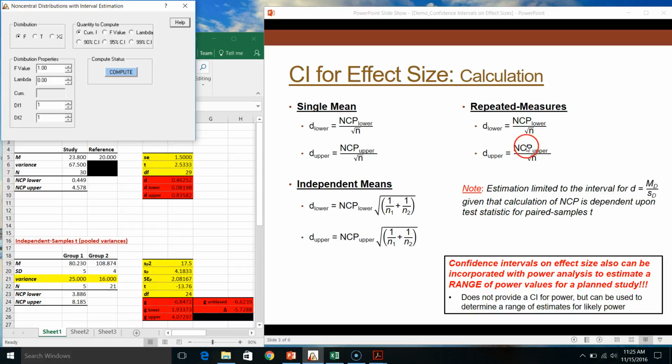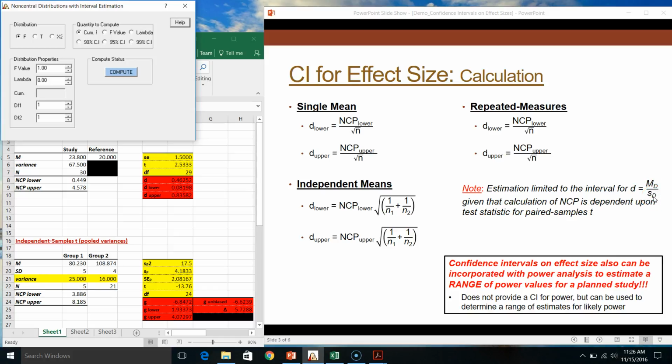So for a repeated measures design, we use the same process as we did for our single sample. The only thing to remember here is that because our test statistic for the paired sample test uses the standard deviation of the difference scores, if you want to calculate a confidence interval around an effect size for a repeated measures or paired sample t-test, the point estimate for D that you need to use is the mean of the difference score over the standard deviation of the difference score.